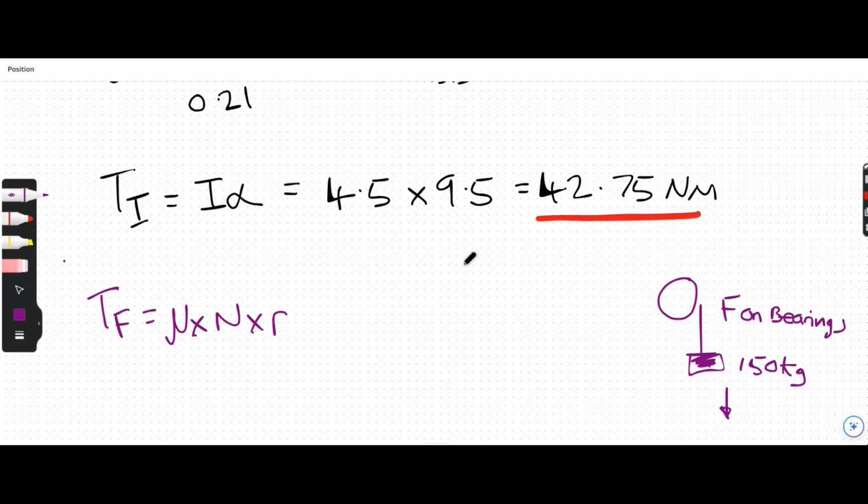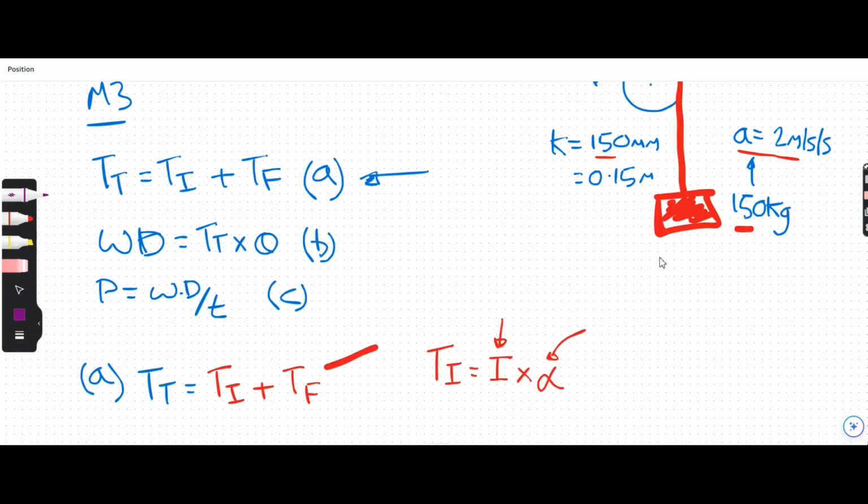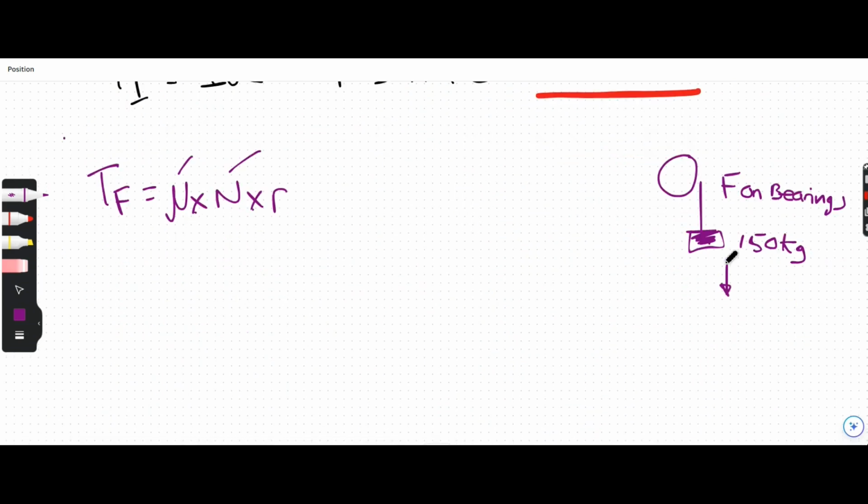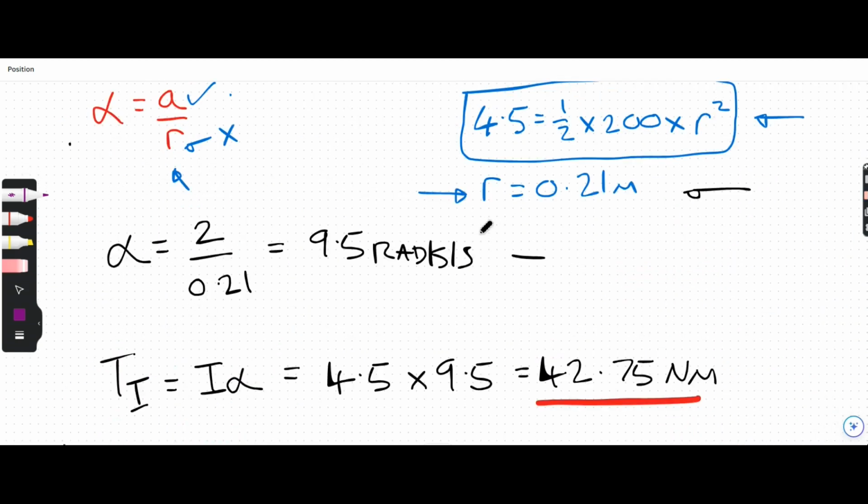Right. That's going to be our N in newtons. This number here is 0.05. I'll go back up. Was it 0.05? Yep, 0.05. And R is the radius of my flywheel, which I know is 0.21. It might be different.